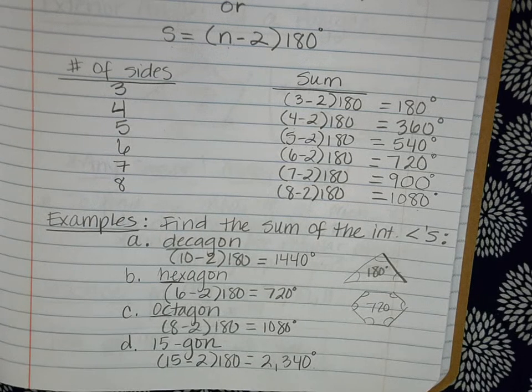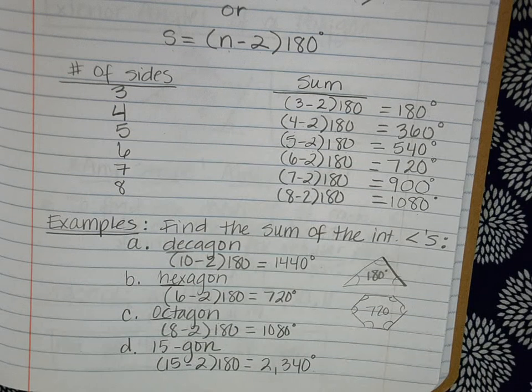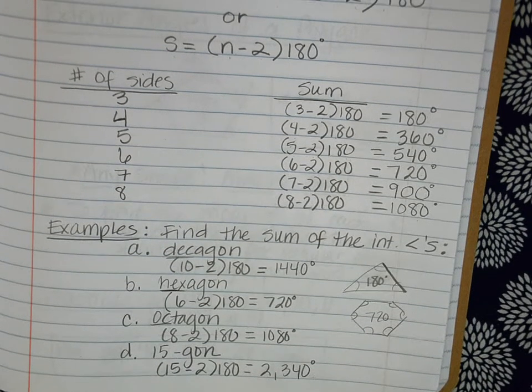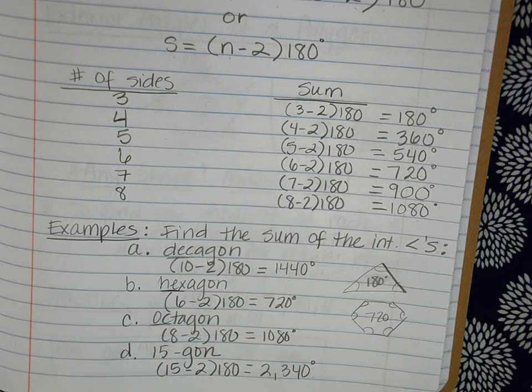Anyone have an idea how, if it said, give me one of the angles of a pentagon, how would you find just one?